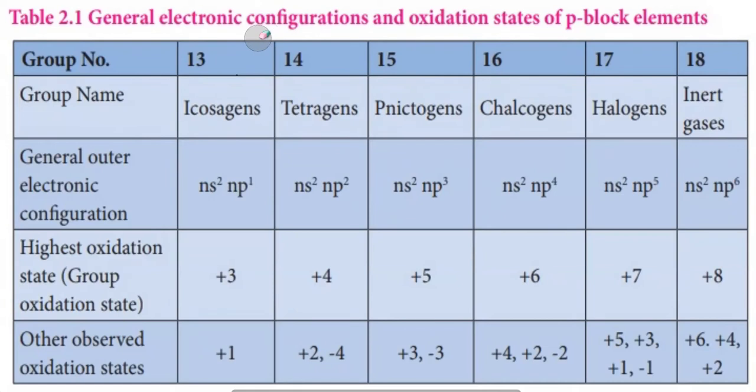Next, tetragens. Tetragens means the elements of group number 14, which are carbon, silicon, germanium. All these elements possess 4 electrons in their outermost shell. For example, carbon is 1s2, 2s2, 2p2. Here you can see that the outermost shell possesses 4 electrons. Due to this, they possess tetravalency, and hence they are termed as tetragens.